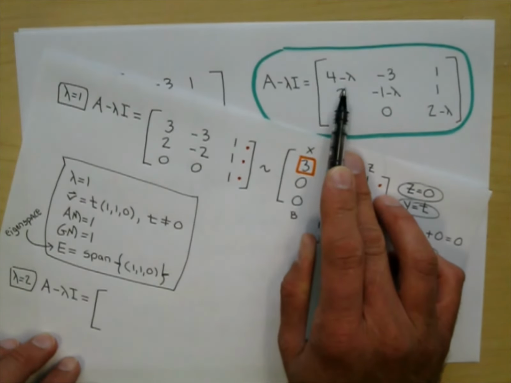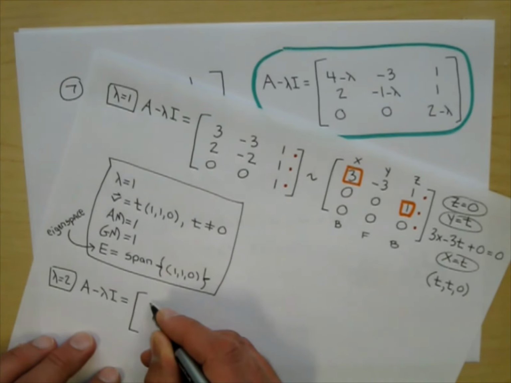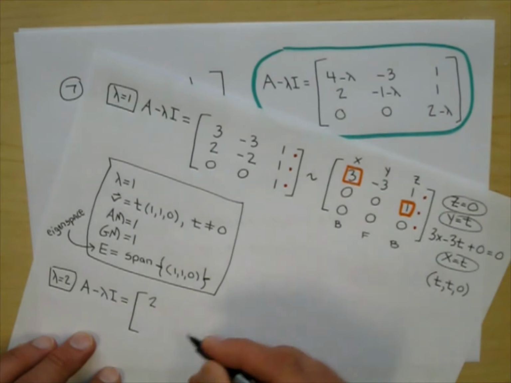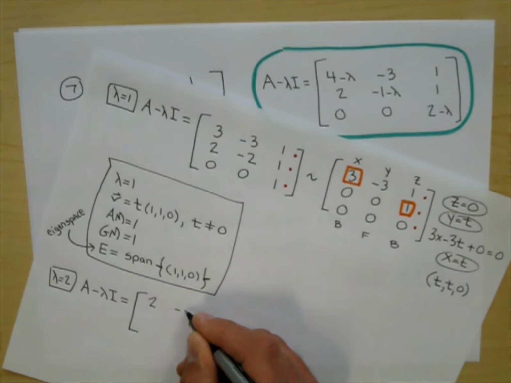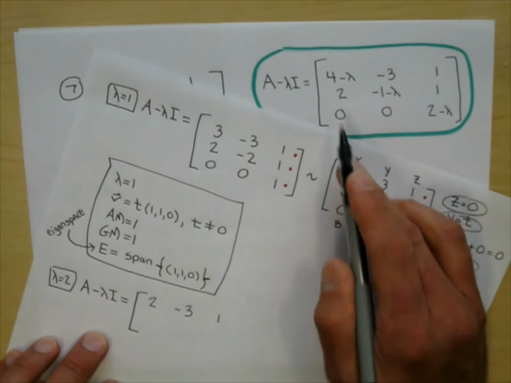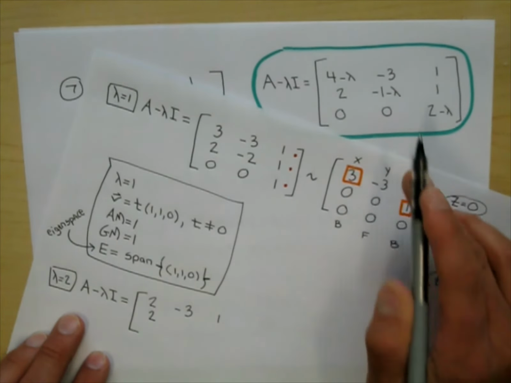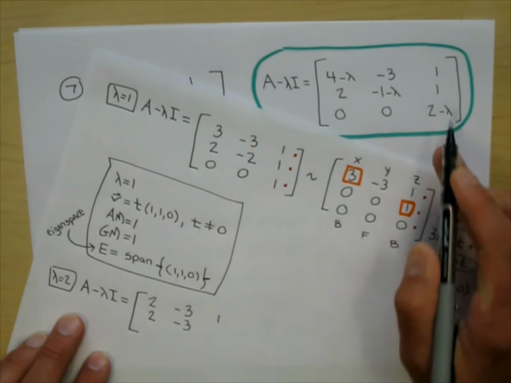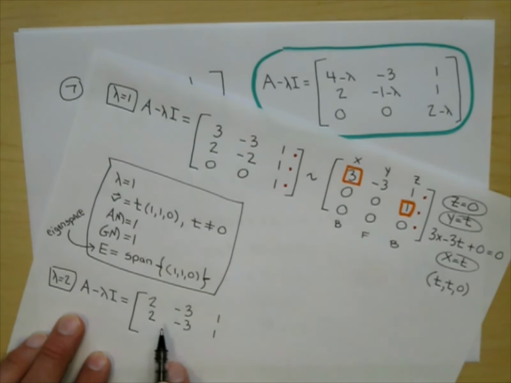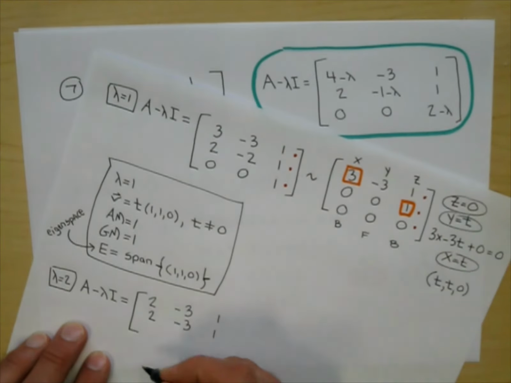And I'm going to go 4 minus 2, so you see this 2 right here? So I have 2, 4 minus 2 is 2, and then I have negative 3. And then there's a 1 there. 2. And then I have negative 1 minus 2, which is negative 3. And then there's a 1 there, so you can see row 1 and row 2 are the same, which is good. And then I have 0, 0, and lambda is 2, so 0. 0, 0, 0.